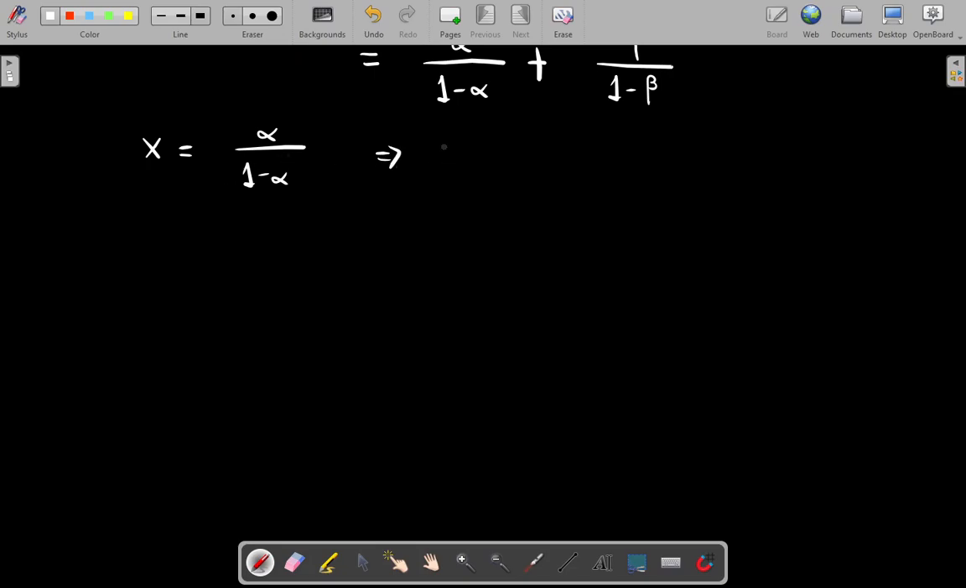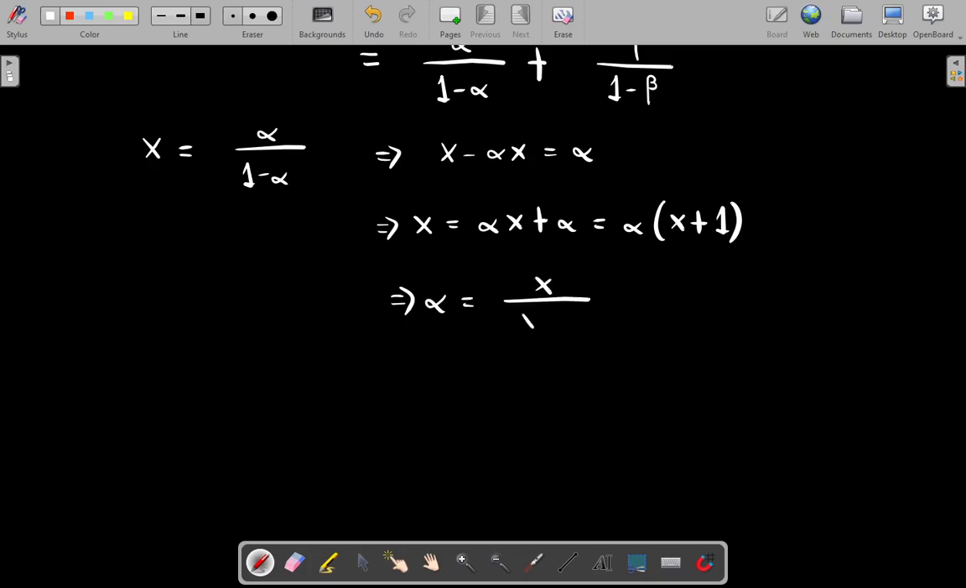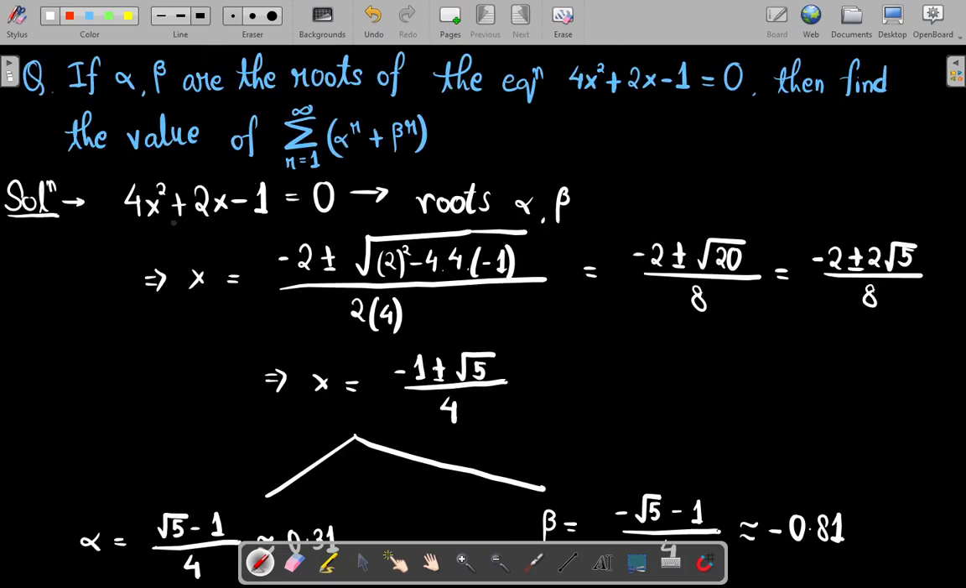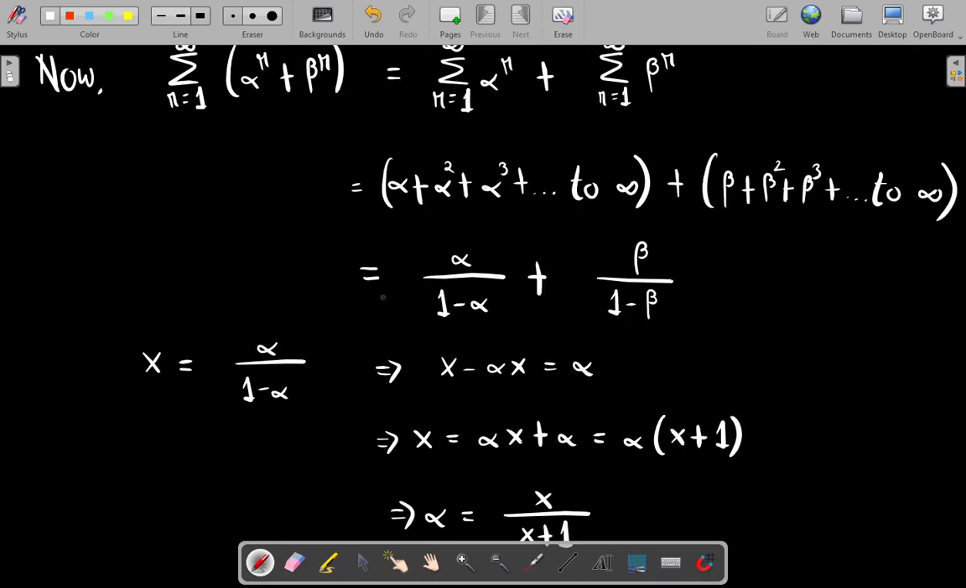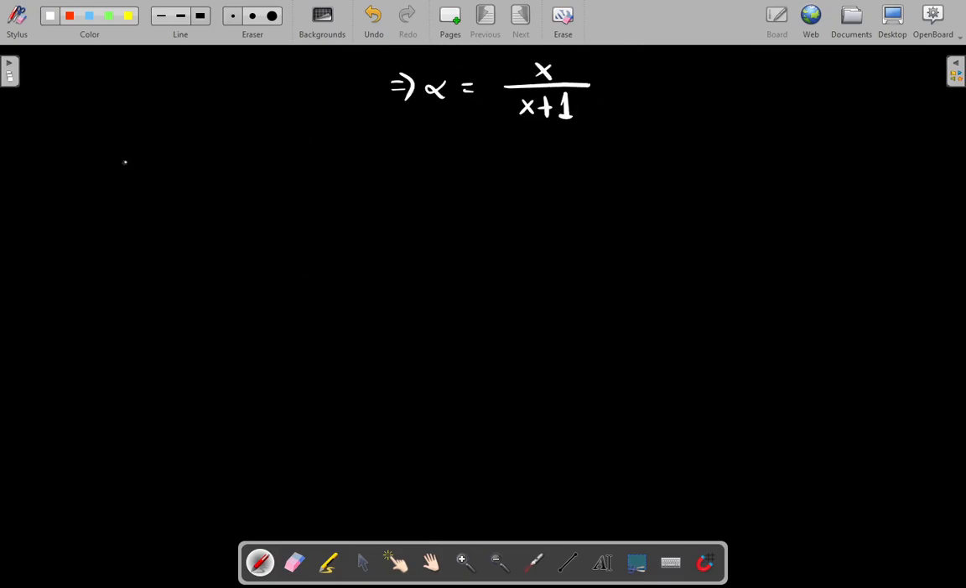We try to express alpha in terms of x. On cross multiplying, this becomes x minus alpha x equal to alpha. If we take all the alpha to one side, this becomes x equal to alpha x plus alpha, which is nothing but, if we take alpha common, alpha times x plus 1. Now we express alpha in terms of x, so this becomes alpha equal to x upon x plus 1. So now we substitute this value of alpha in this given quadratic equation, and we get a quadratic equation whose roots are alpha upon 1 minus alpha and beta upon 1 minus beta.